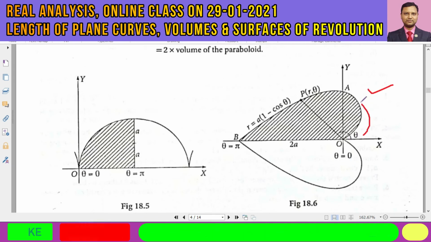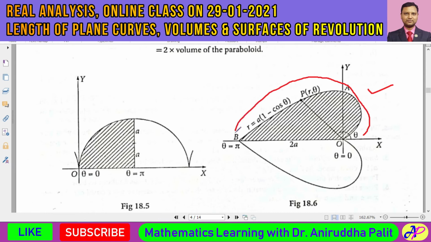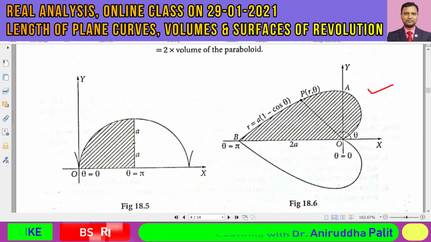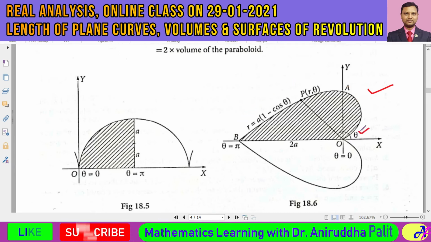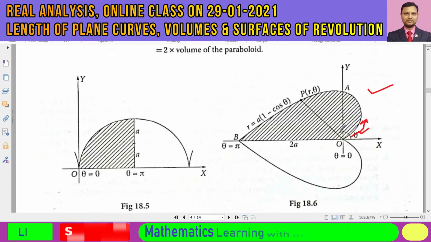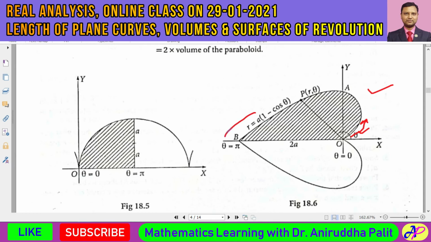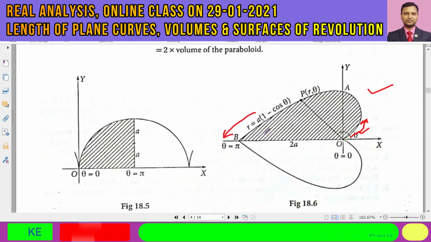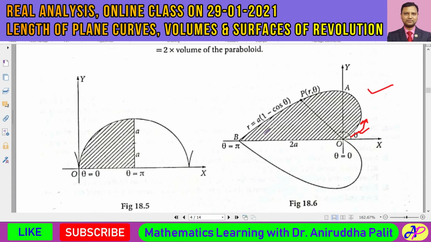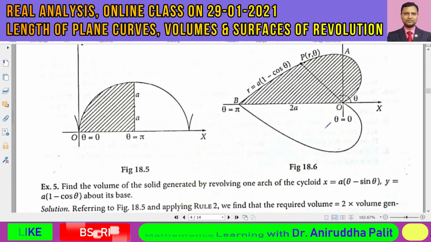in the upper portion, theta would vary from 0 to pi. So over here, in the upper portion, whenever the curve starts in this zone, theta would vary from 0, and up to this zone, theta would vary up to pi. Got it? So theta is varying from 0 to pi. No confusion is there about it.